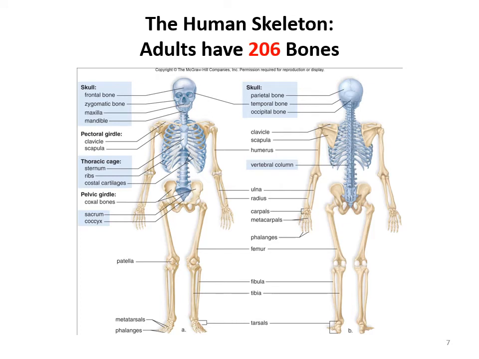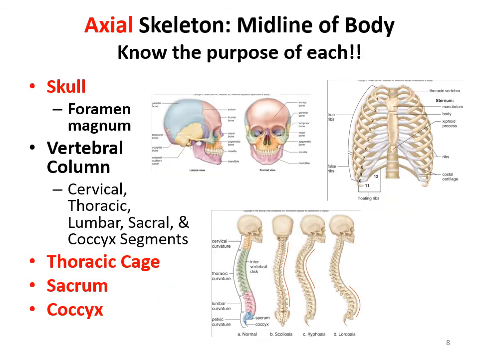This slide here is just to remind you that when you think of the human skeleton, please remember that adult humans have 206 bones. Now, when you picture your skeleton, I first want to mention the axial skeleton. So when we say axial skeleton, please note that that includes the skull, the thoracic cage, the sacrum, and the coccyx.